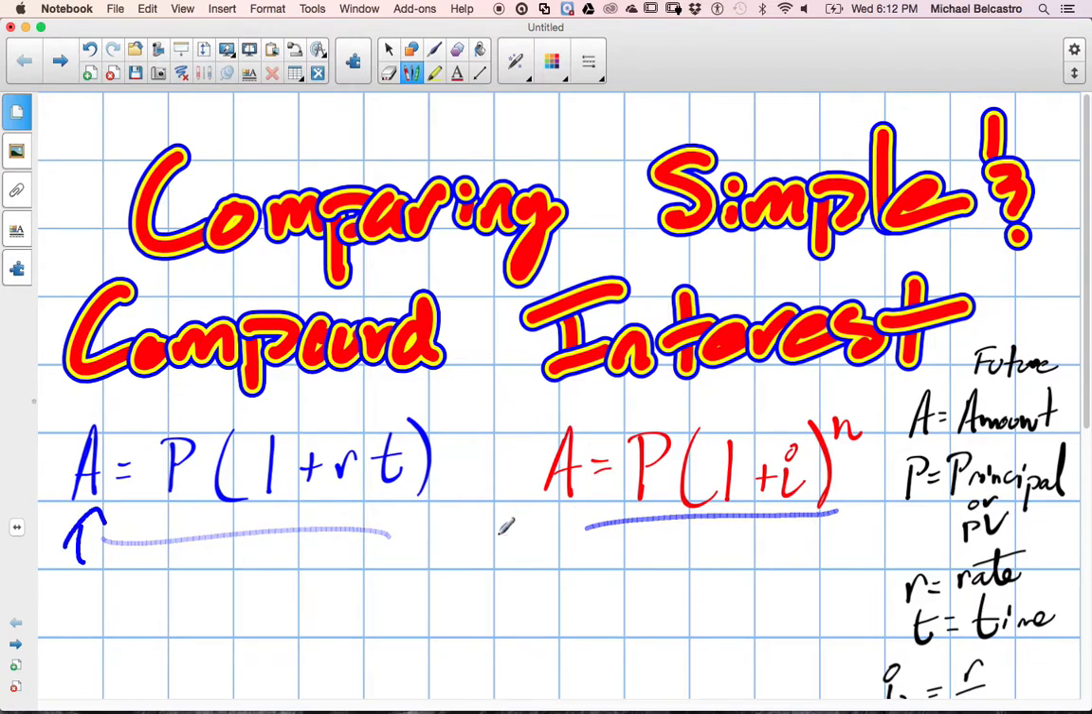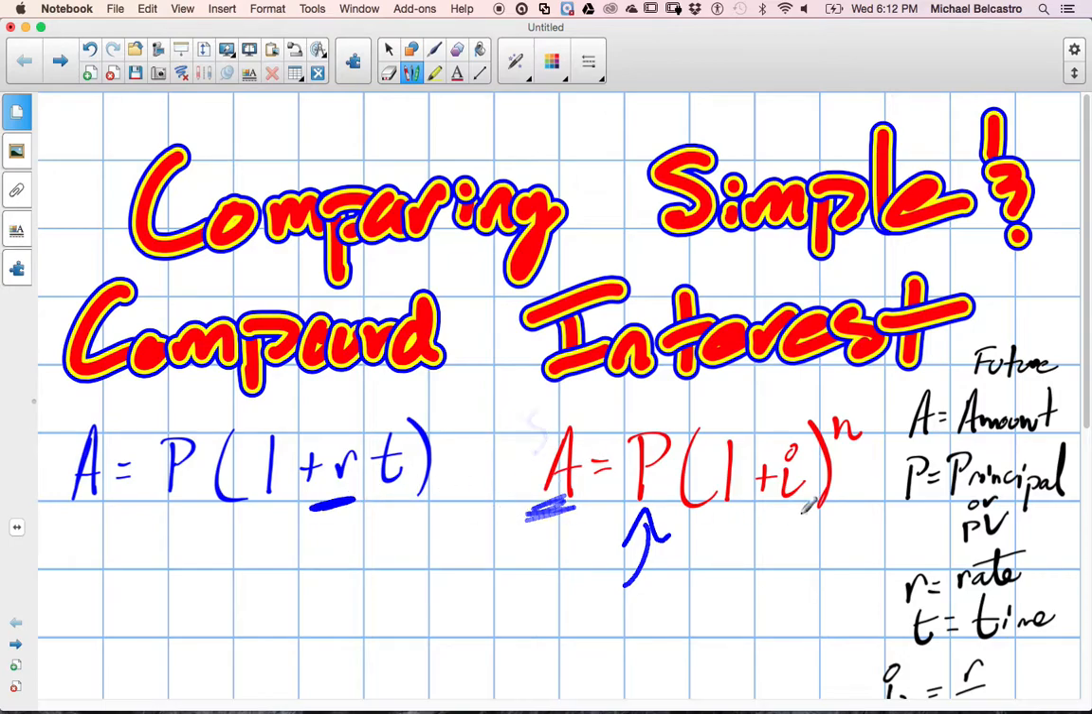So A is the same in both of them, and it's the amount, usually referred to as the future amount. That's how much you're going to earn after we've put money into some account or financial thing that earns us interest. P is usually called the principal, but it's also the present value of something. For instance, if they give you the future amount they want to earn, you can figure out the principal or the present value. They pretty much are the same thing.